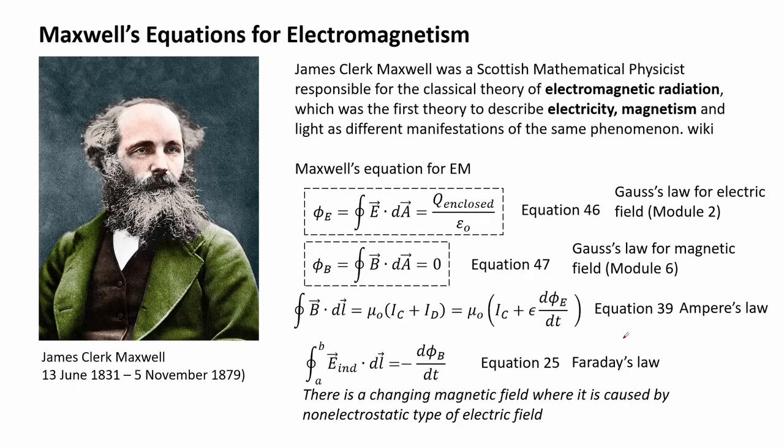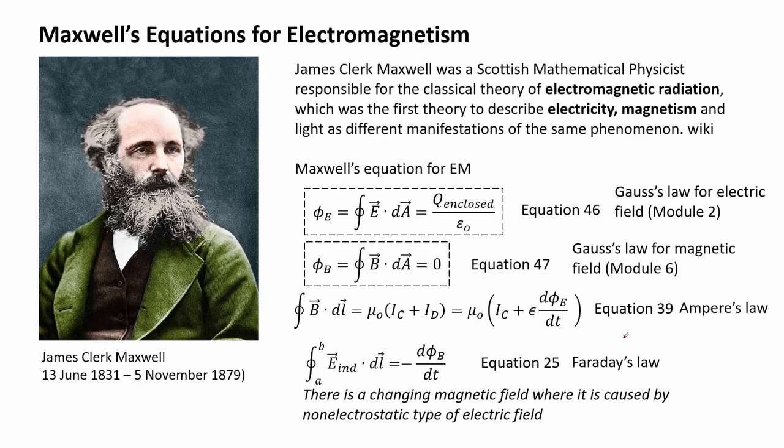Maxwell's equations for electromagnetism. James Clerk Maxwell was a Scottish mathematical physicist responsible for the classical theory of electromagnetic radiation, which was the first theory to describe electricity, magnetism, and light as different manifestations of the same phenomenon. Here are the four Maxwell's equations.